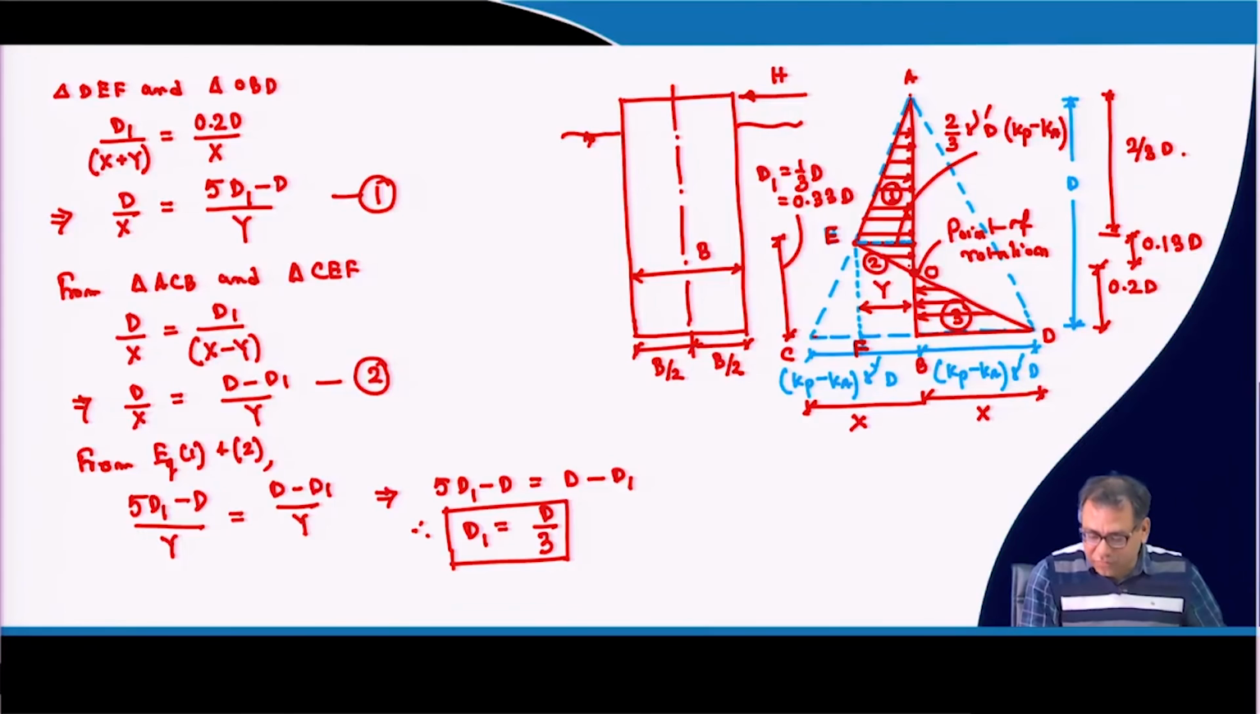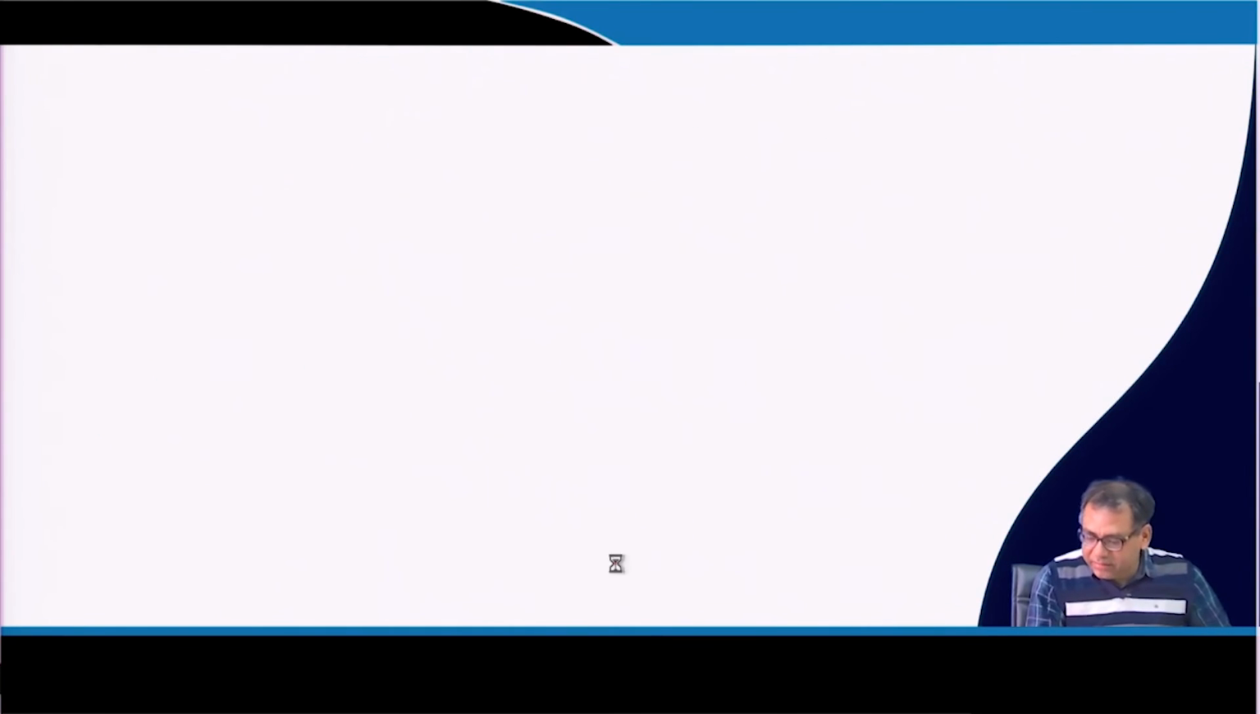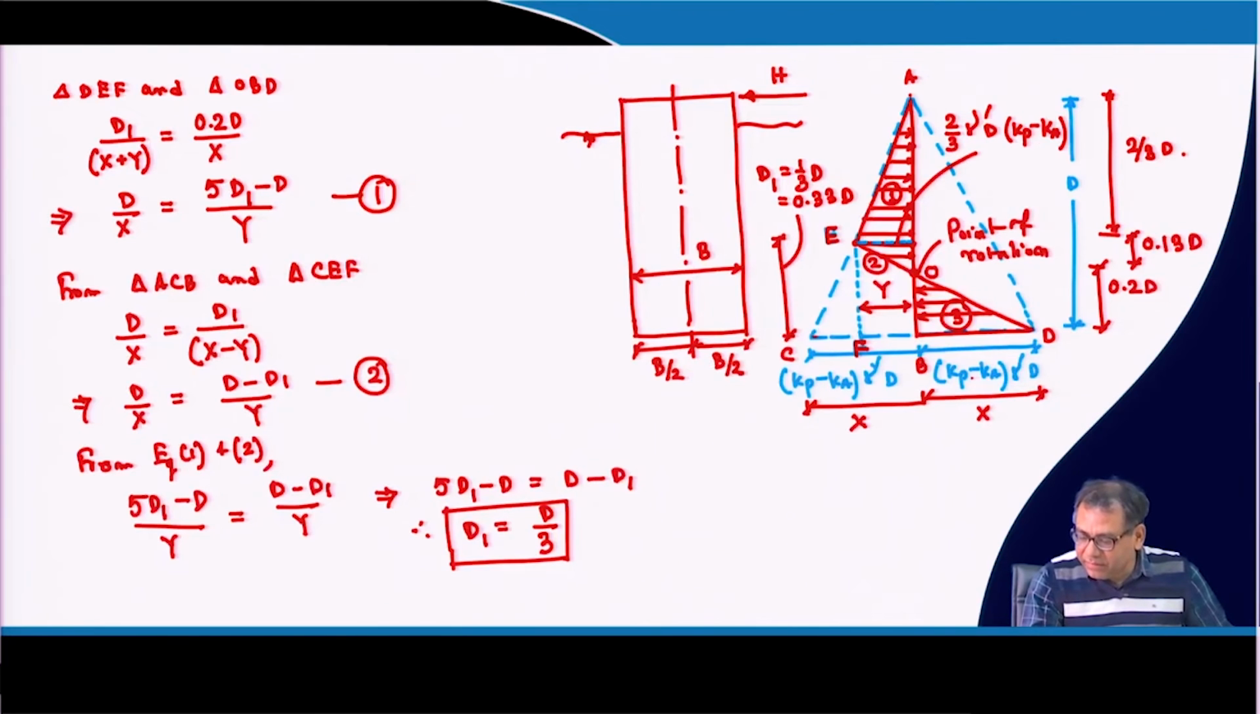So, that total force will be equal to, for the lower triangle first we are calculating. For the lower triangle, half into gamma dash d into (Kp minus Ka) into 0.2 d. So, for the lower triangle this is half into gamma dash d (Kp minus Ka) into 0.2 d, and for the upper triangle, this is the base and this is the height.